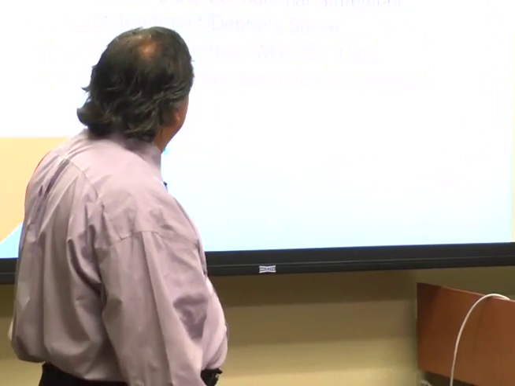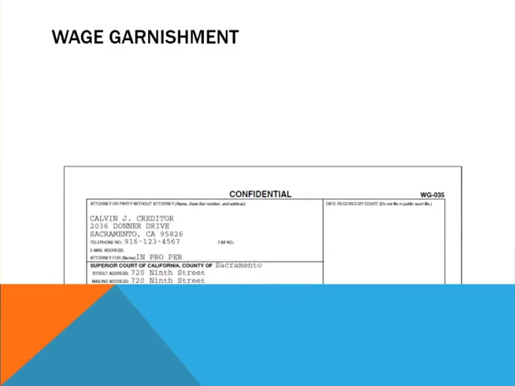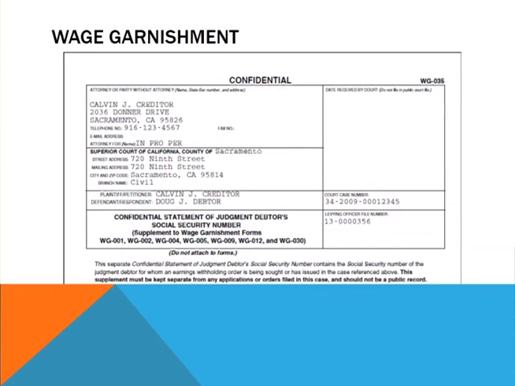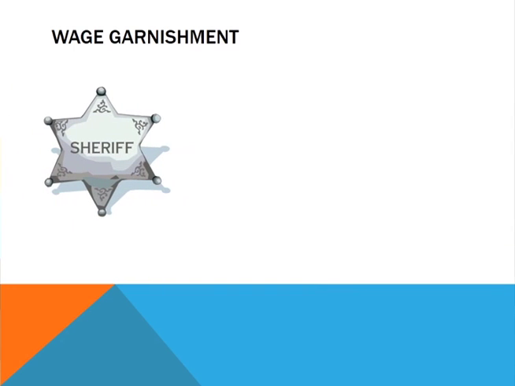So now, I told you about Form WG35. If you know their social security number when you submit this, it's really easy. Caption is just what you'd expect. Levying officer file number you get from the sheriff when you file it. And there's just a spot to write the name of the debtor and their social security number. That's it. And that's all submitted to the sheriff.